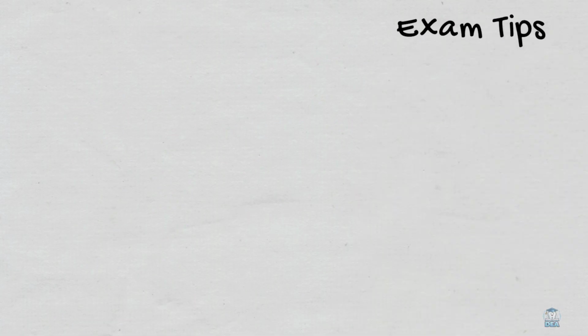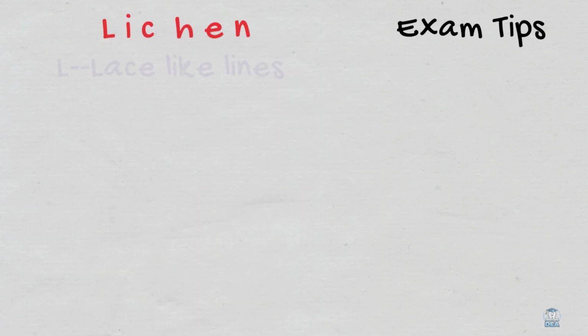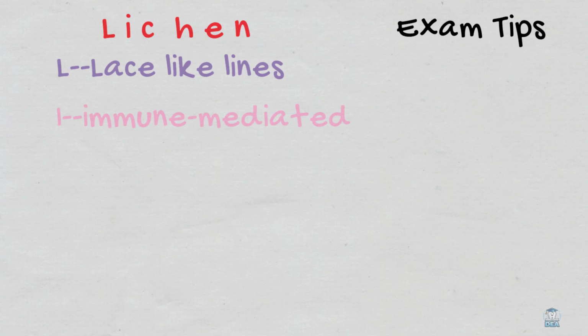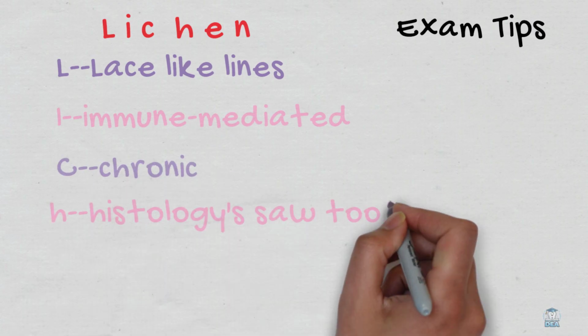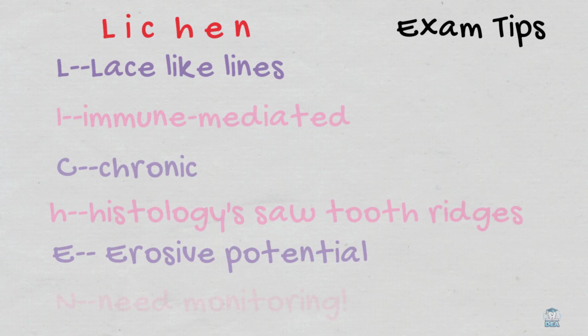To help you remember the essentials, here's an easy mnemonic: LICHEN. L stands for lace-like lines, I for immune-mediated, C for chronic course, H for histology's sawtooth pattern, E for erosive potential, and N for needs regular monitoring.